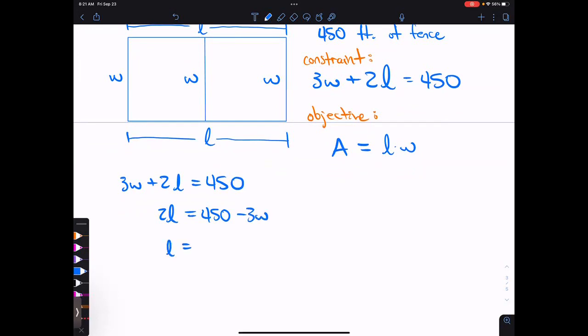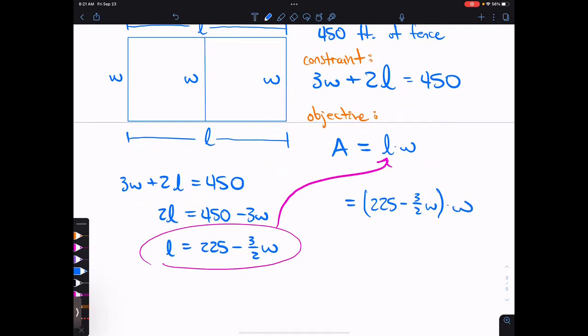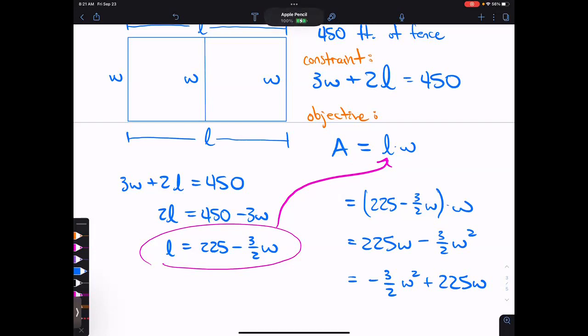So L is 225 minus 3 halves W. And then we substitute. This is L, not W. I drew my arrow to the wrong place. And if you want to rearrange that, you don't have to. But that's what that is.